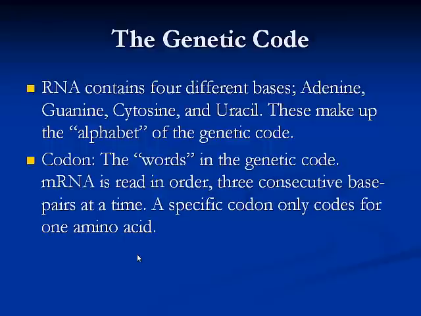Basically, mRNA is read in order, 3 consecutive bases at a time. And a specific codon only codes for one amino acid. So you have 3 bases in a codon, and those code for one amino acid. And I will get into that a little bit more here in a bit.